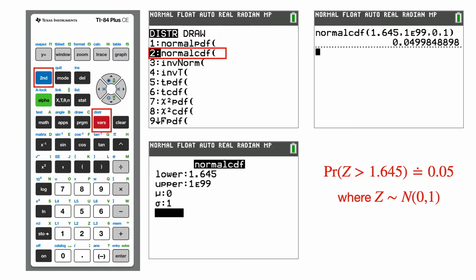And then since we're dealing with the standard normal random variable, it has a mean of 0 and a standard deviation of 1. We would enter those values into the respective locations as shown on this wizard screen. And then finally, we would press enter, and that would paste the normal CDF function with the arguments we've specified onto the calculator screen. And so it would give us a value of 0.05.